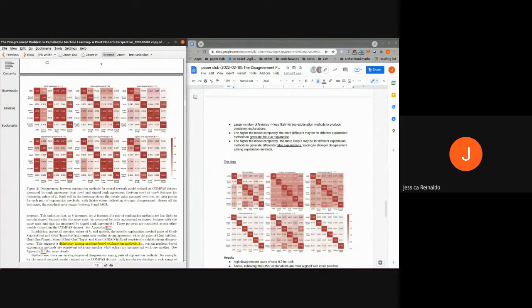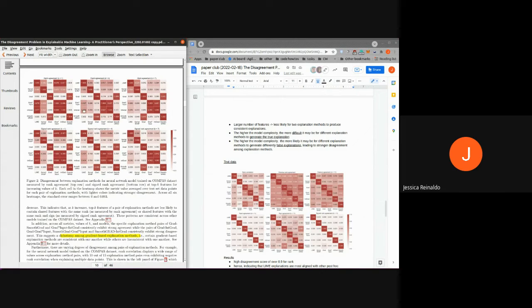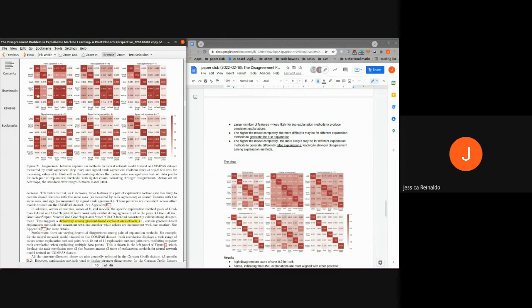So this is the second part for the COMPAS dataset. We can see that the rank agreement is a bit lower here for LIME and SHAP, and here it's higher again, but it's not the best. So they don't agree that much on the order of the importance of the features. And for the gradients, we have a similar pattern as before.